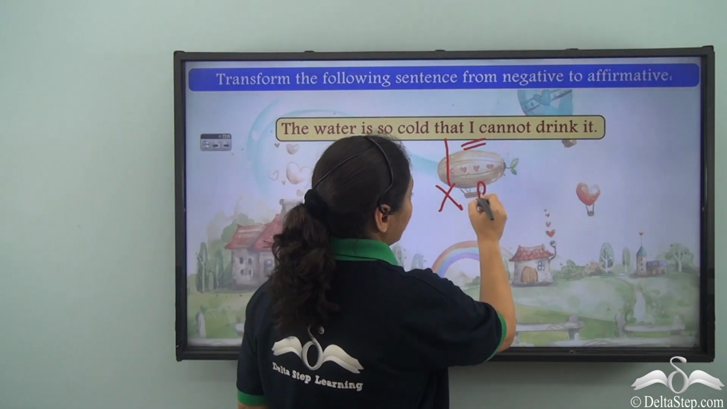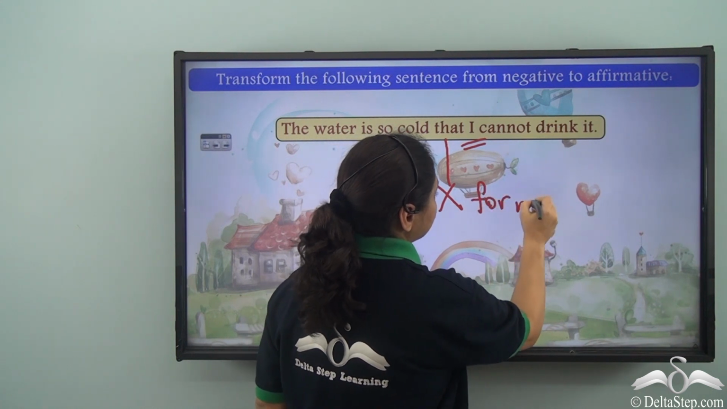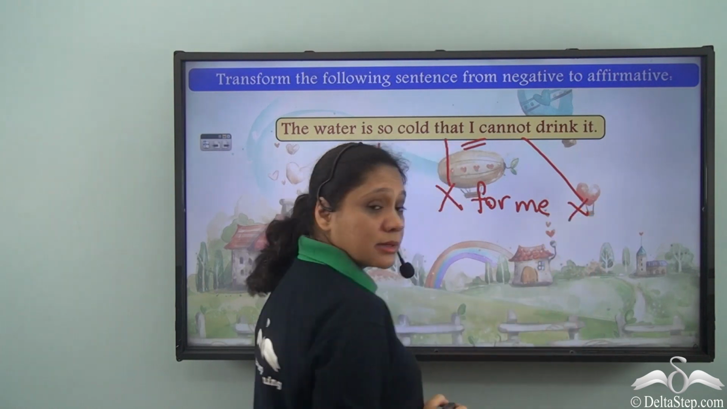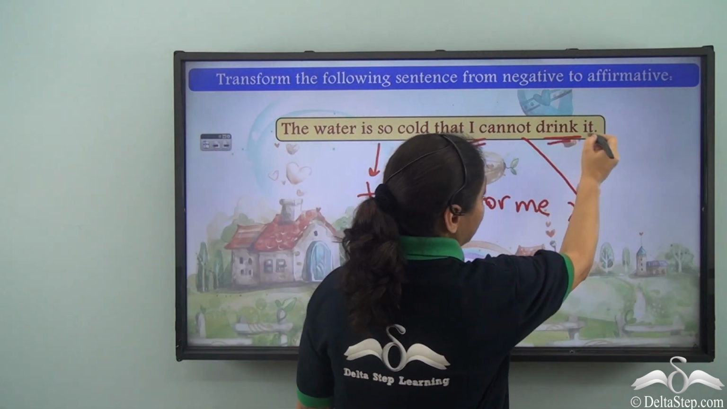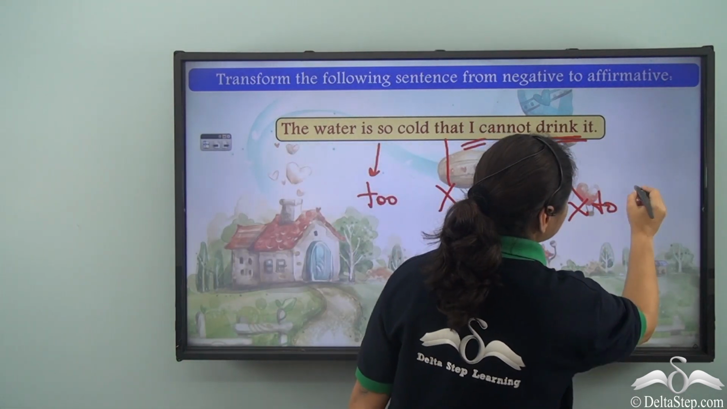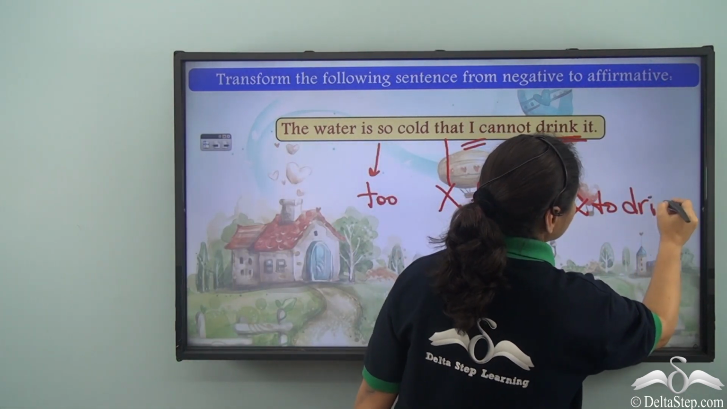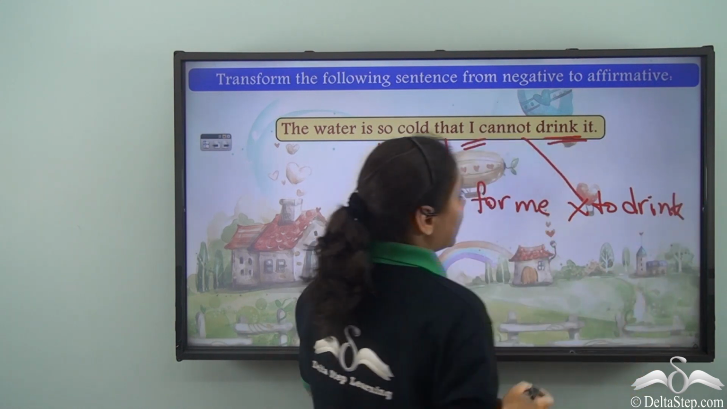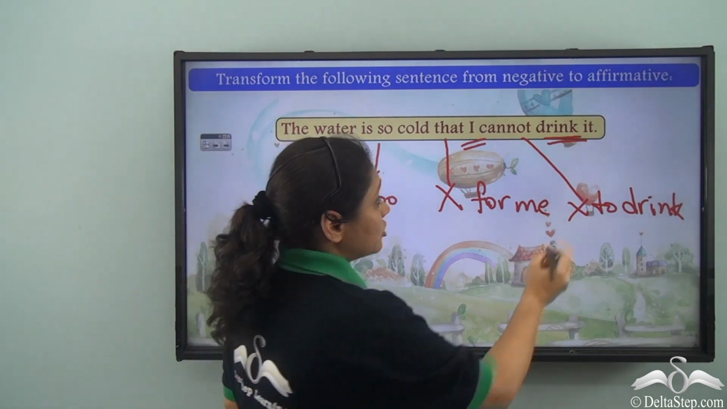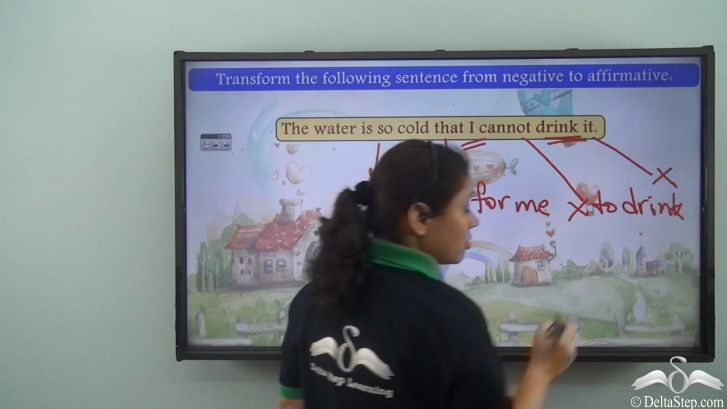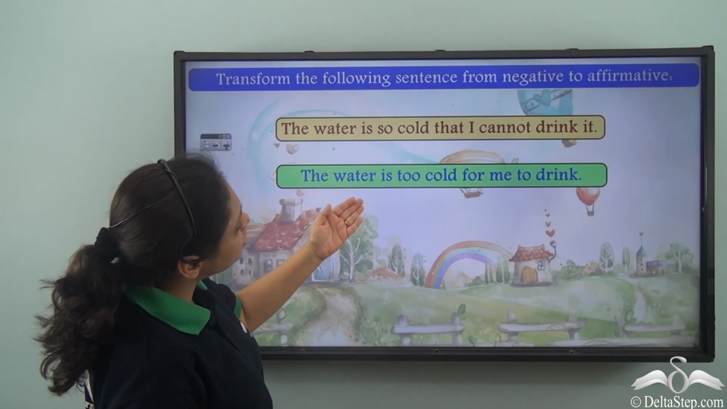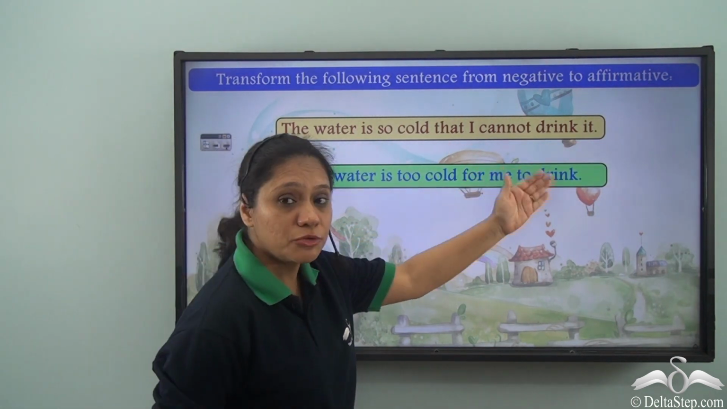So I will write for me. Then I will omit the cannot. Then I will write the infinitive form of drink, which is to drink. And it refers to the water. We need not write it again. So we will not write it also. And our final sentence will be, the water is too cold for me to drink.